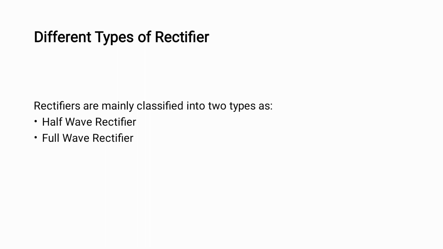Now, these are the different types of rectifier. It is basically classified into two types. Number one is half wave rectifier and number two is full wave rectifier. The type of rectifier that converts only one half cycle of the alternating current into the direct current is known as half wave rectifier. Similarly, a full wave rectifier converts both positive and negative half cycles of the alternating current. And full wave rectifiers are classified into two types. One is center tap full wave rectifier, where only two diodes are used, and another is bridge rectifier, where a total of 4 diodes are used.